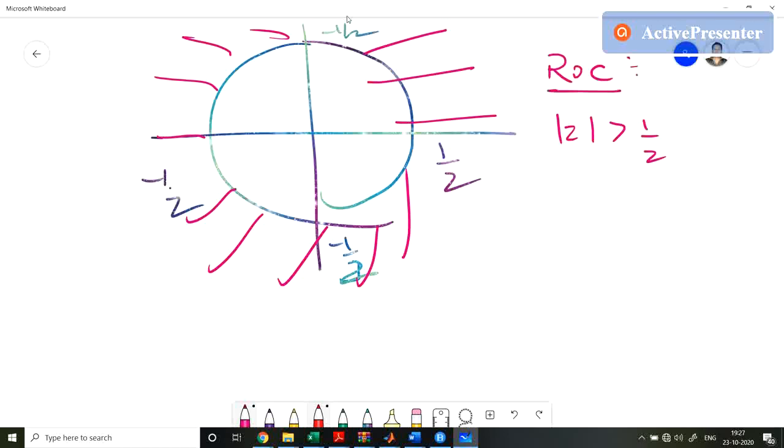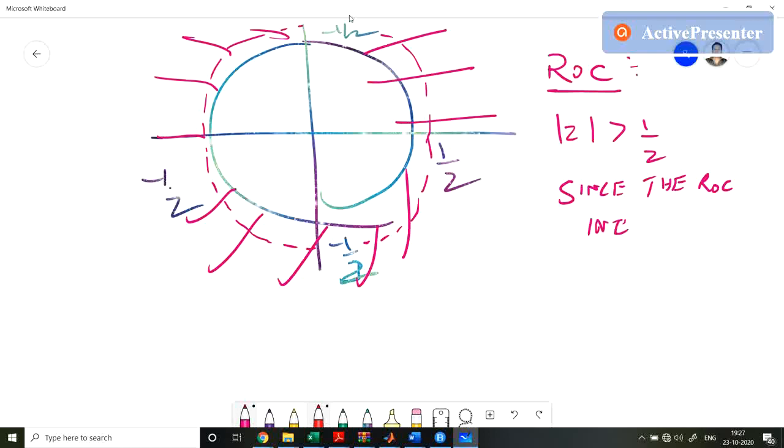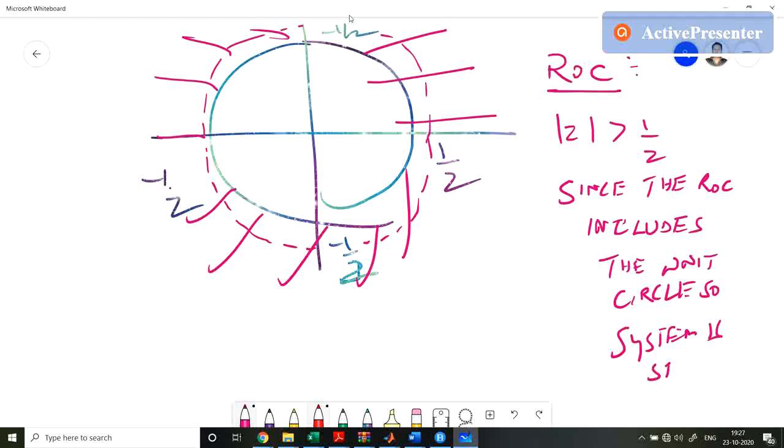Now this ROC includes the unit circle. So here we have the unit circle. Since the ROC includes the unit circle, the system is stable.